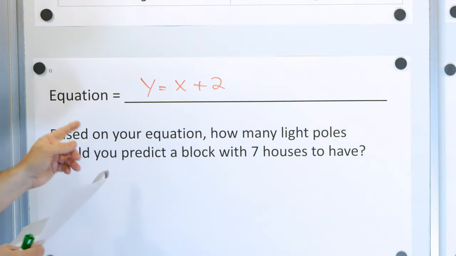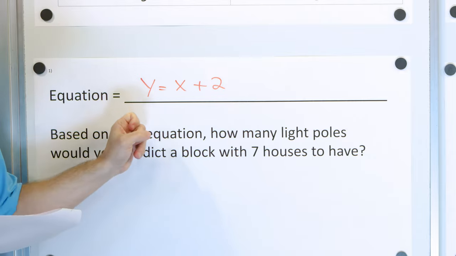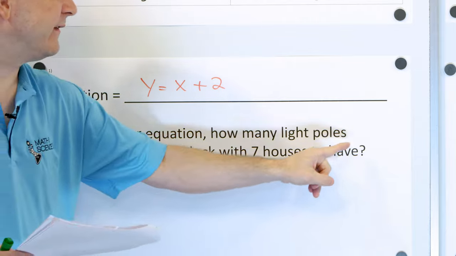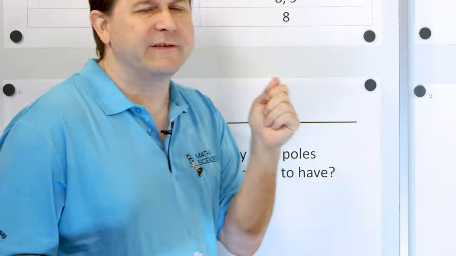Now, based on our equation of the line, how many light poles would you predict a block with 7 houses to have? This is the critical part of this lesson.